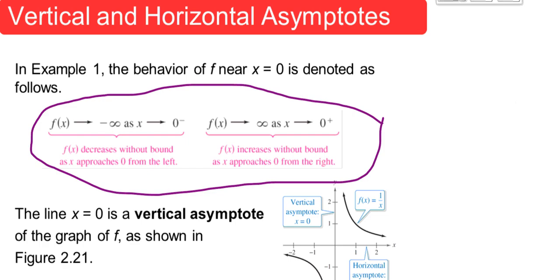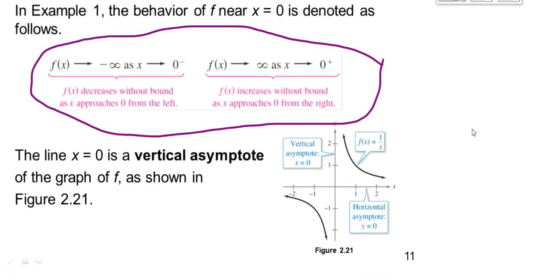Now we're going to talk about vertical and horizontal asymptotes. You maybe have some familiarity with that already. We want to just get a firmer grasp of these asymptotes as we go. In example 1, the behavior near x equals 0 is denoted as follows. We already have kind of written that down. The line x equals 0 is a vertical asymptote.